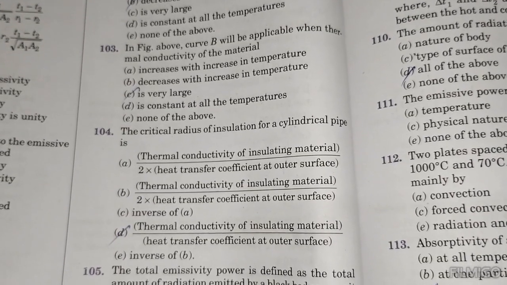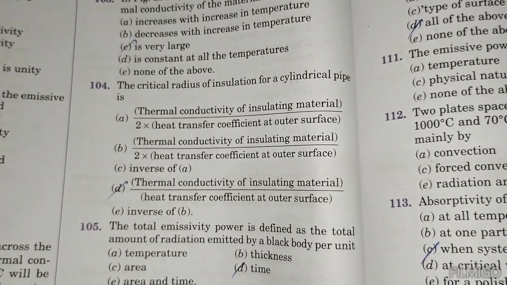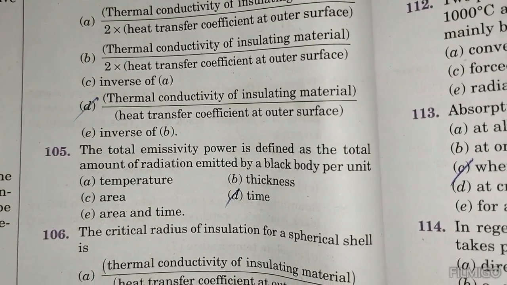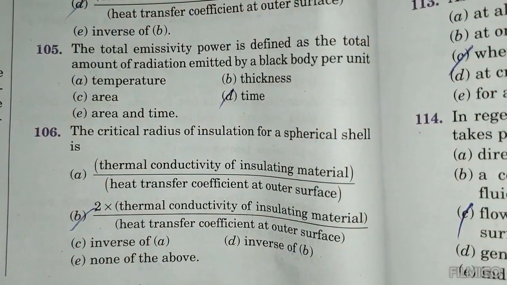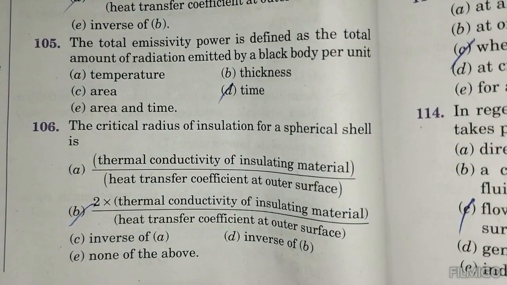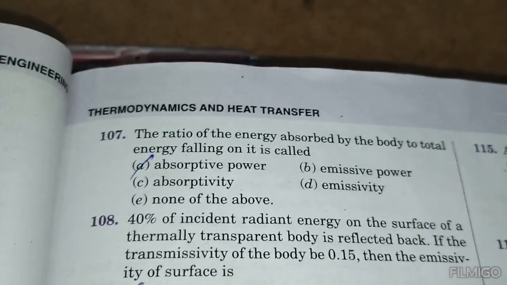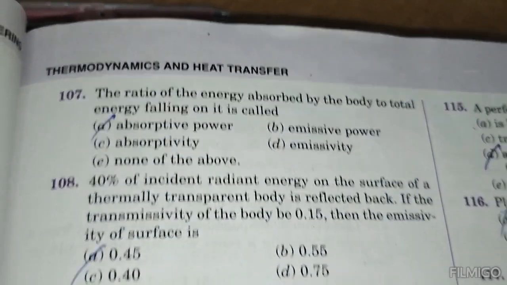The critical radius of insulation of a cylindrical pipe is the thermal conductivity of the insulating material divided by the heat transfer coefficient of the outer surface. The total emissive power is defined as the total amount of radiation emitted by a black body per unit time. The critical radius of insulation for a spherical shell is 2 times the thermal conductivity of the insulating material divided by the heat transfer coefficient of the outer surface. The ratio of the energy absorbed by the body to the total energy falling on it is called absorptive power.